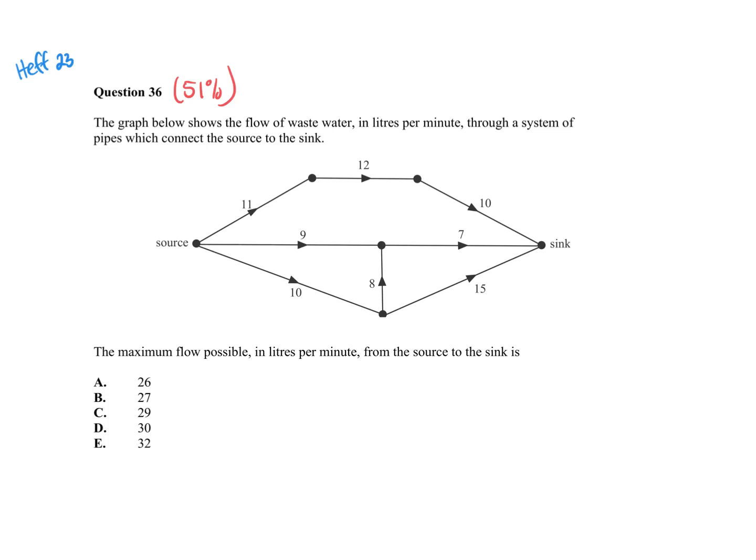Okay, so the graph below shows flow of a wastewater in litres per minute through the system of pipes connected from the source to the sink. The question asks for the maximum flow possible in litres. This is the one where you can do the cut method, which I don't like because I can never find the actual cut anyway. Or you can do it the flow way.